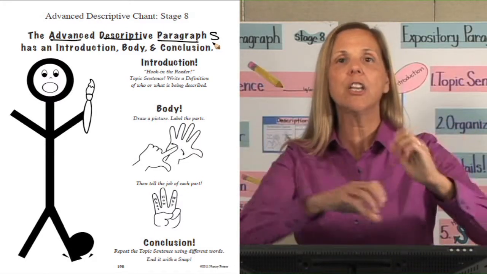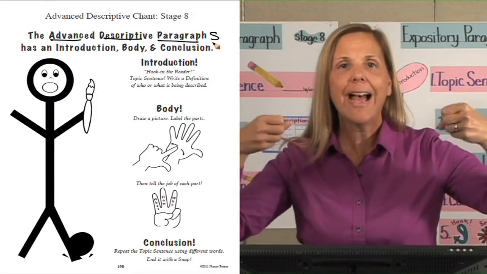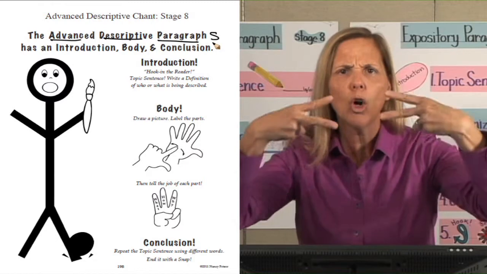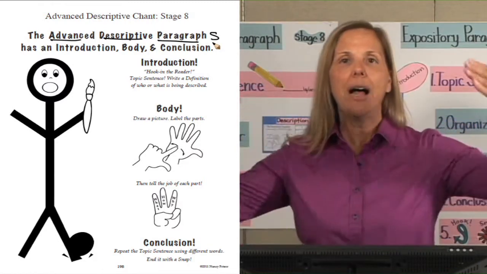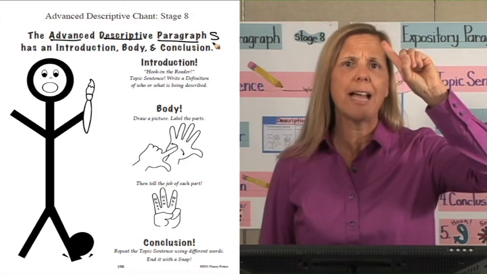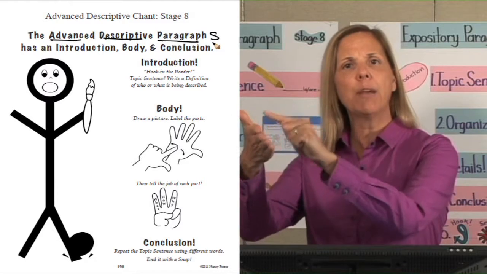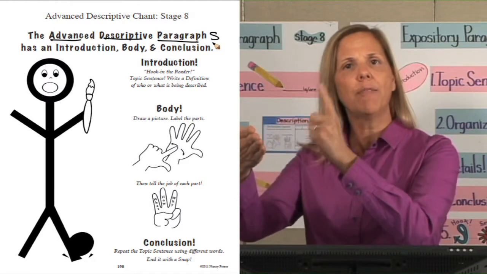In the introduction, hook in the reader. Then introduce the topic sentence. That's a definition. Who or what is being described? Body is full of details about that subject. How do I do this? I draw a picture, label the parts, and tell the function of the parts.